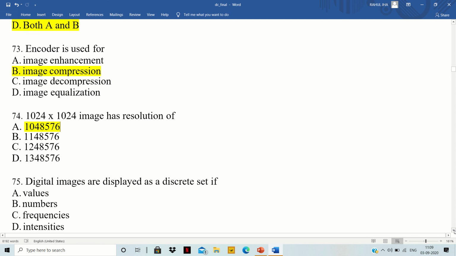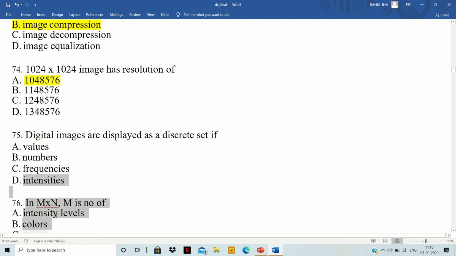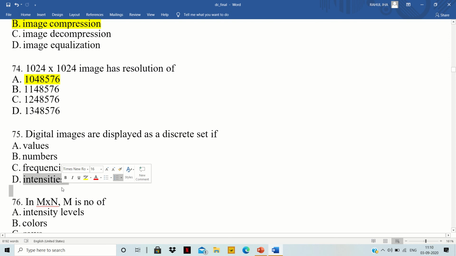Digital images are displayed as a discrete set of: values, numbers, frequencies, or intensities. So the right answer will be intensities: digital images can be displayed as a discrete set of intensities. Okay.